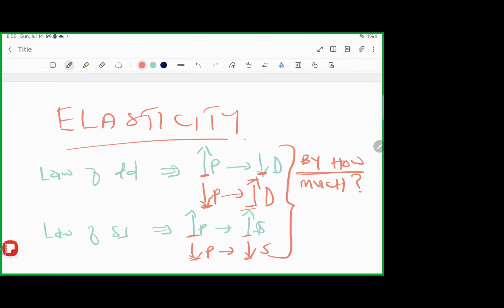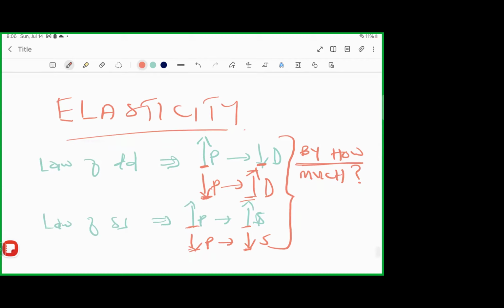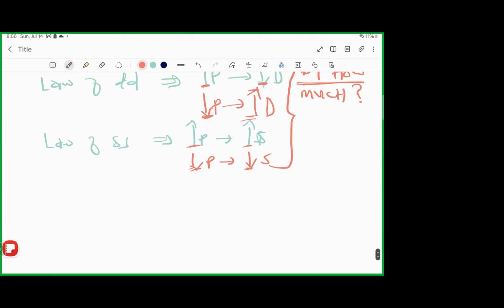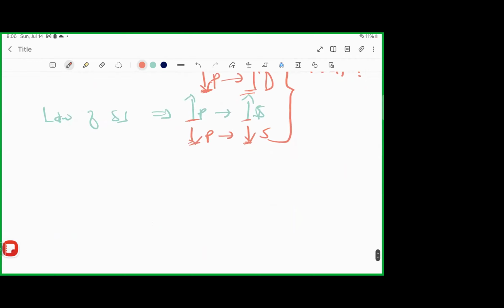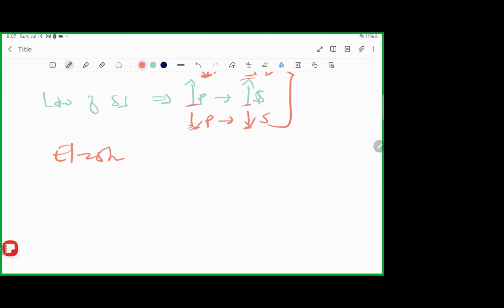Now we can quantify the changes in quantity as a result of changes in price using the concept of what? Elasticity. So by elasticity, we are basically looking at what?